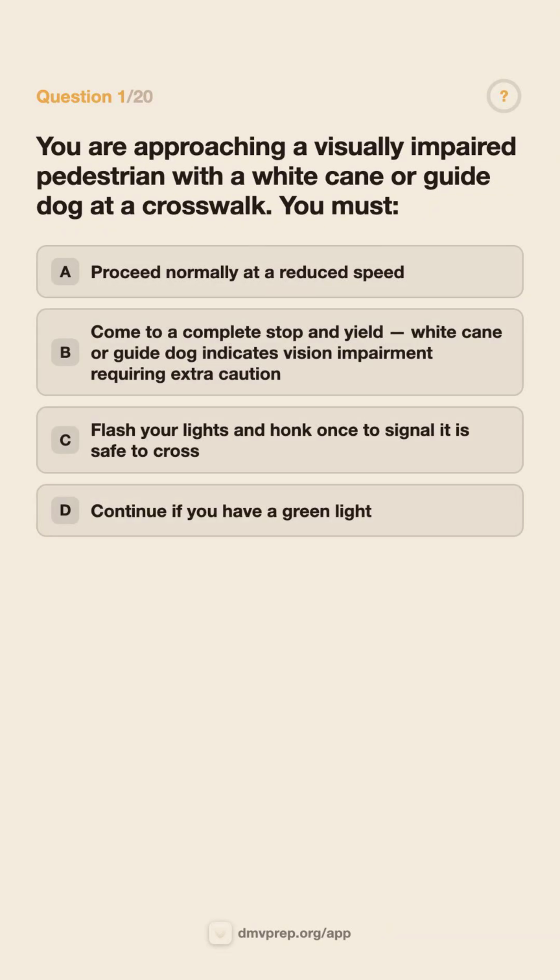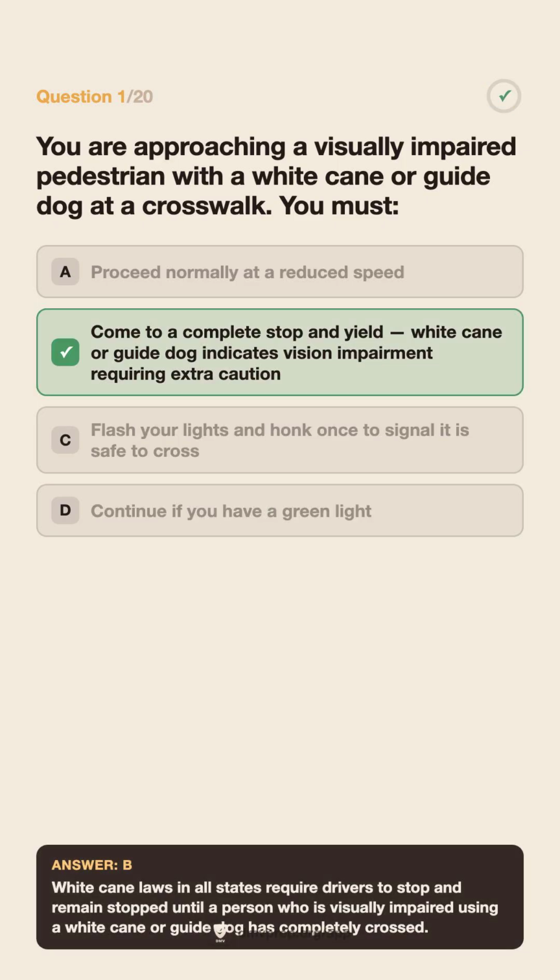You are approaching a visually impaired pedestrian with a white cane or guide dog at a crosswalk. You must A. Proceed normally at a reduced speed. B. Come to a complete stop and yield. White cane or guide dog indicates vision impairment requiring extra caution. C. Flash your lights and honk once to signal it is safe to cross. D. Continue if you have a green light. The correct answer is B. White cane laws in all states require drivers to stop and remain stopped until a person who is visually impaired using a white cane or guide dog has completely crossed.